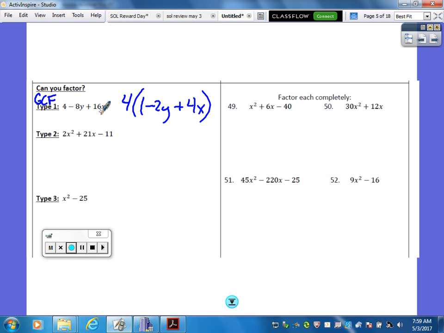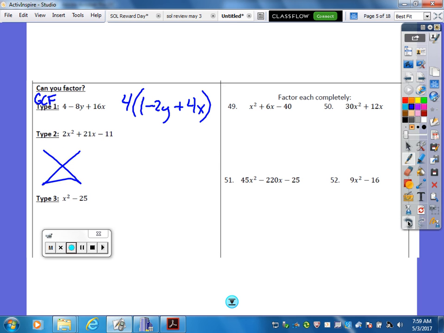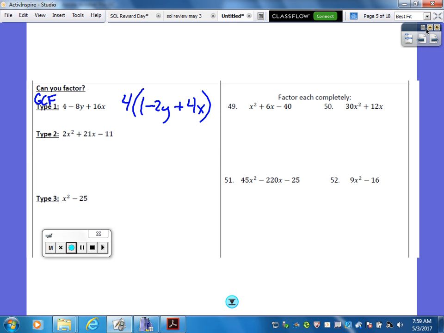The next type of factoring would be our quadratic. So what you do on this one is you take your first and your last, that's a times c, and you multiply them together. You take your b, you put that in the bottom, and we need to find two things that multiply to the top but add to the bottom. So two things that multiply to 22 but add to 21.